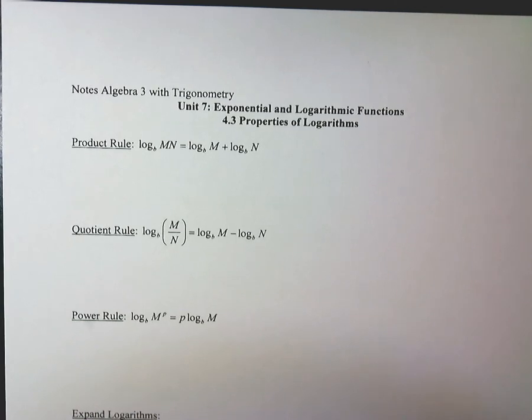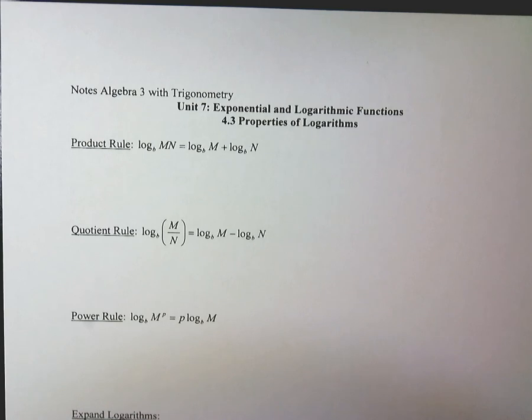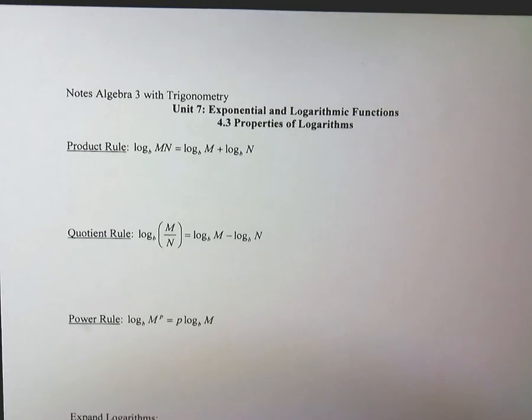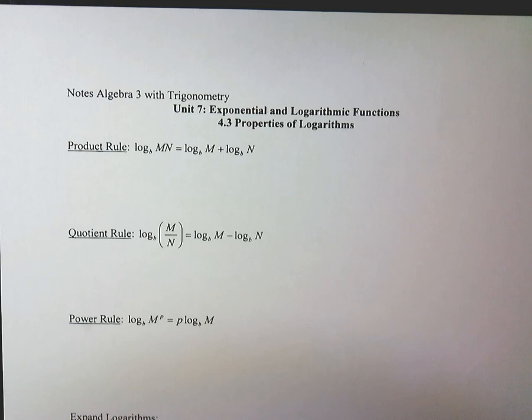These notes are for Algebra 3, Section 4.3, Properties of Logarithms. This is Unit 7, Exponential and Logarithmic Functions. For this section of the unit, we're going to look at properties of logarithms. These are very important properties because you have to master this section in order to be truly successful in the next section, where we're going to solve exponential and logarithmic functions.